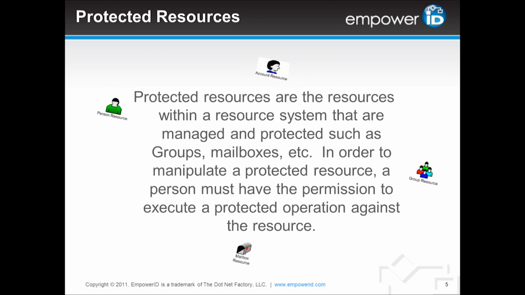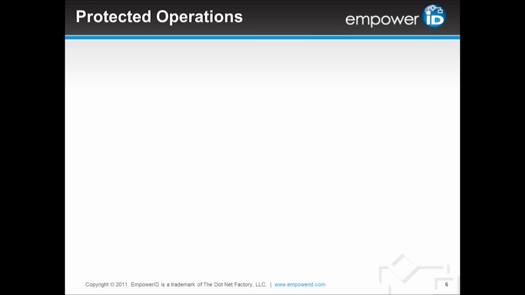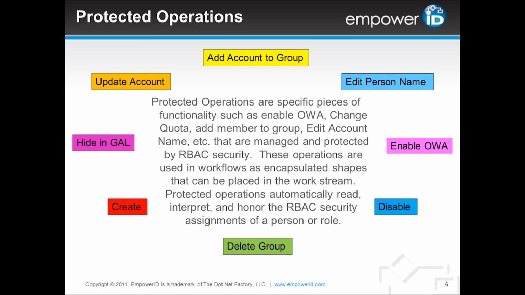As we start out, it's important to know that within EmpowerID, what we do is we manage resources. These protected resources are simply the resources within a resource system that are managed and protected, such as groups, mailboxes, etc. In order to manipulate a protected resource, a person must have the permission to execute a protected operation against that resource. So what are these protected operations?